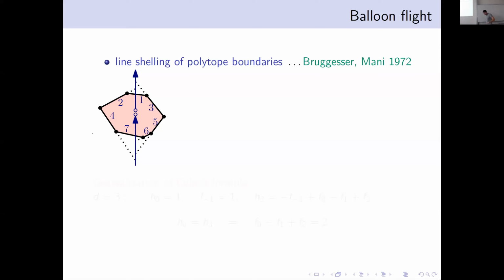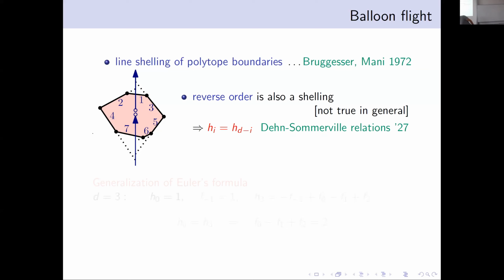On the other hand, you also see that you can reverse the direction. And this gives you a shelling in the reverse order. But what happens now? If you originally glued a triangle along two edges, now you glue the triangle along the missing edges, along the edges which are not there in this reverse order. That means the reverse order is also a shelling. This also means that the number of faces which were glued by, let's say, three edges is the same as the number of triangles that were glued by zero edges. And the number of triangles that were glued by one edge is the same as the number of triangles that were glued by two edges.